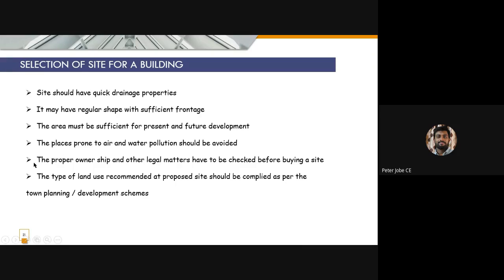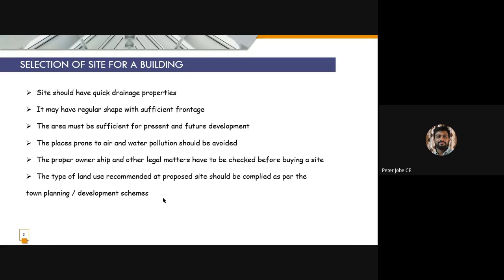That means we should not be very quick in buying a property unless and until we make sure that all these legal and other ownership documents are correct. The type of land use recommended at a proposed site should be complied with as per the town planning or development schemes.